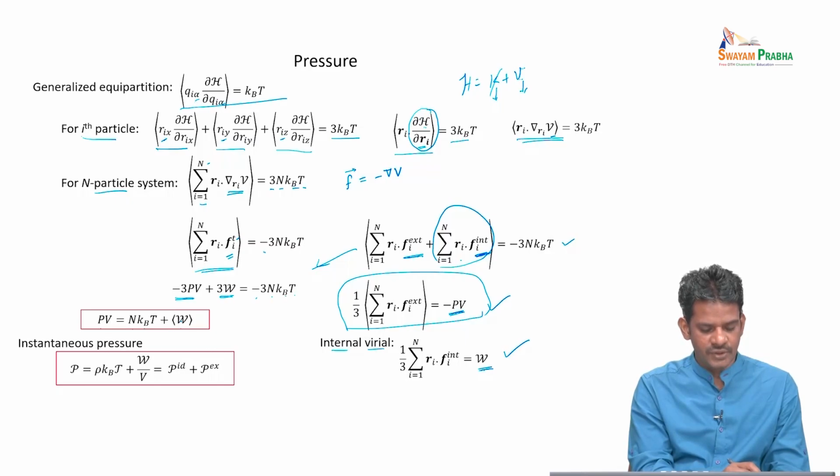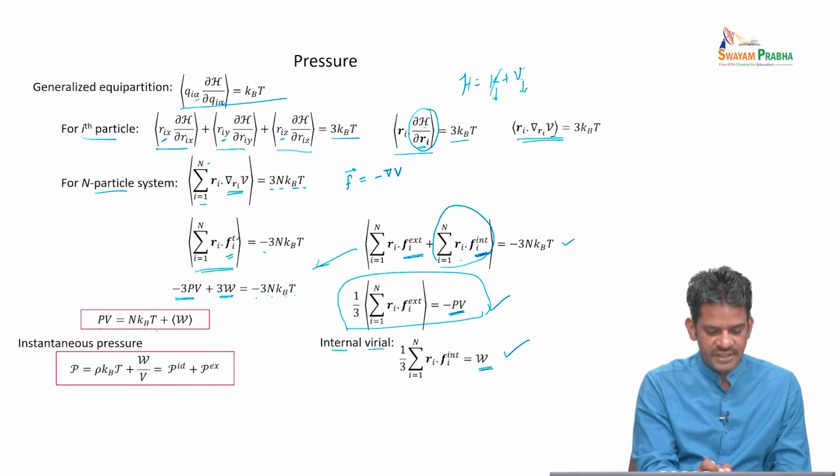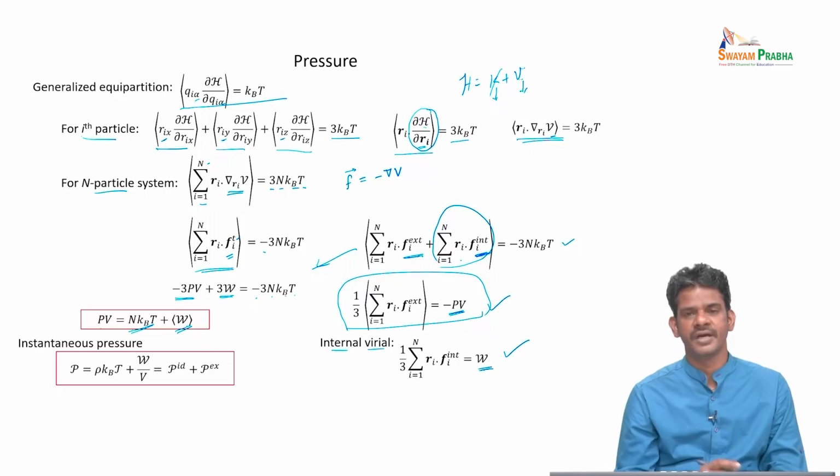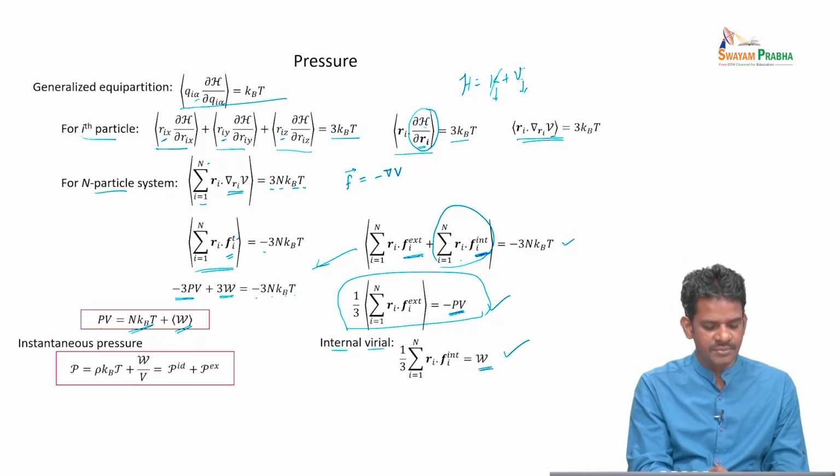And if you like, you can see that this first part is basically the ideal pressure part, and this is a contribution that comes via intermolecular forces. So what we can also do is define an instantaneous pressure, and you divide by V on the right hand side.